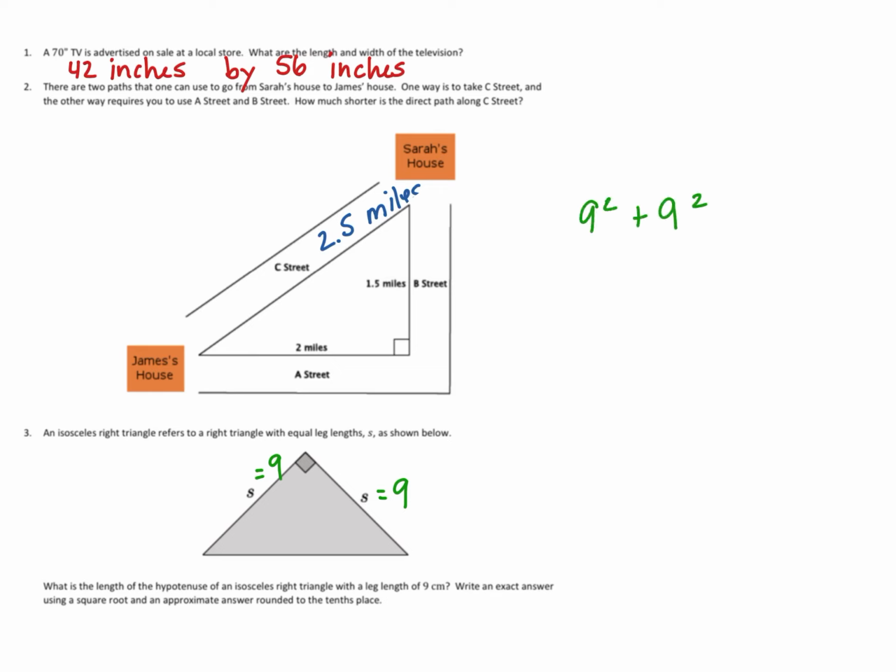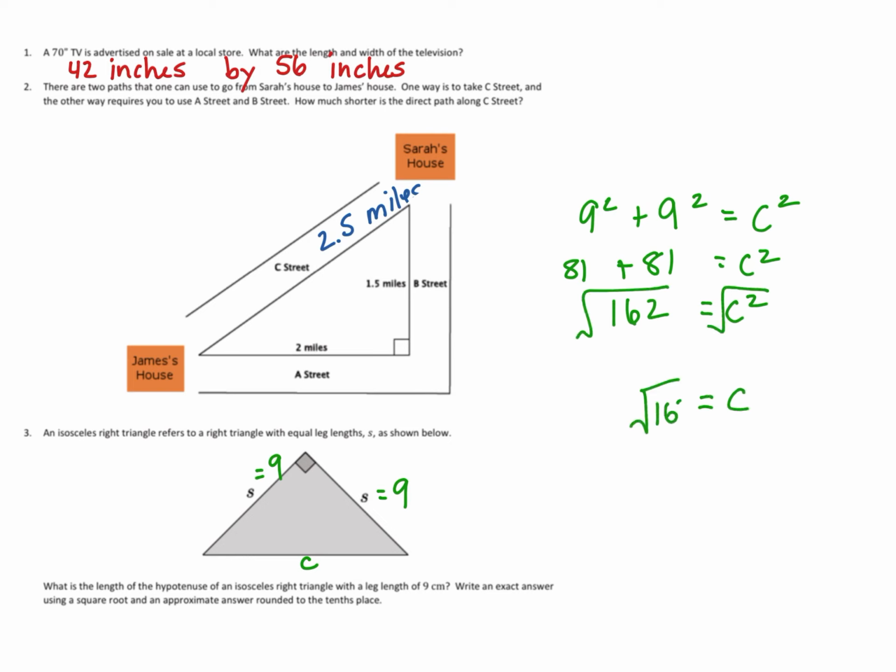So 9 squared plus 9 squared equals the hypotenuse squared. 9 squared is 81. 81 plus 81 is 162. To find that exact side length, we square root both sides. That is your exact answer.